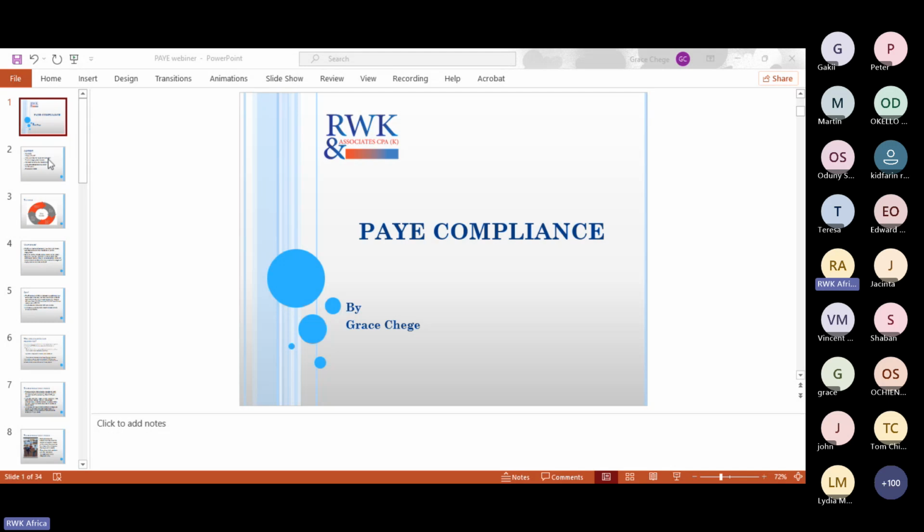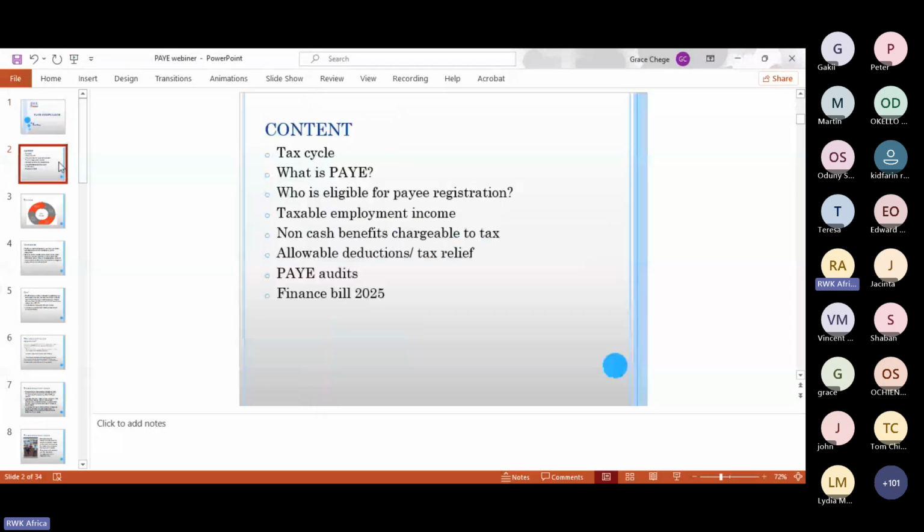So in our discussion today, we are going to be talking about PAYE compliance. Under PAYE, we are going to be looking at the tax cycle. We're going to be answering the question of what PAYE is, who is eligible for PAYE registration, what are these taxable employment incomes, what are these non-cash benefits that are chargeable to tax, and the allowable deductions.